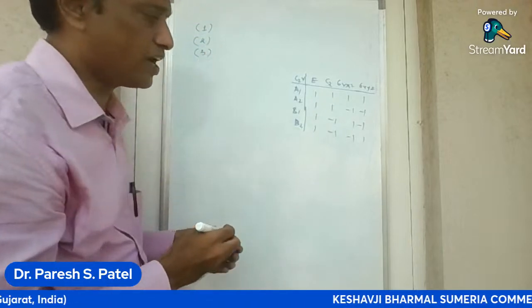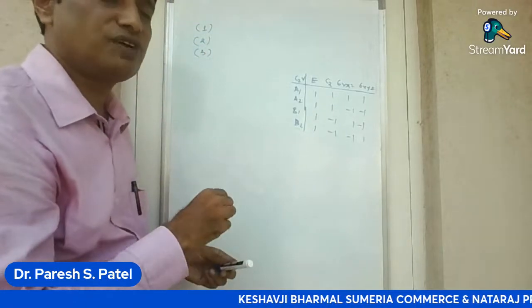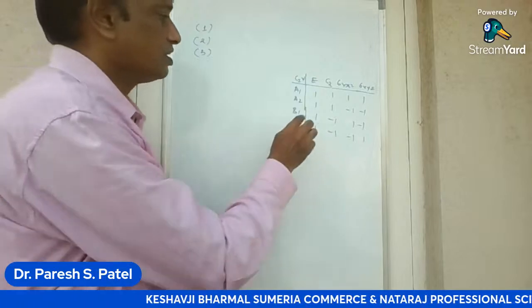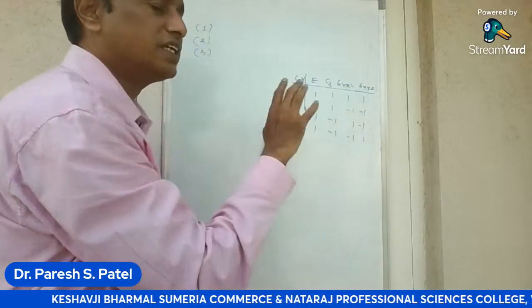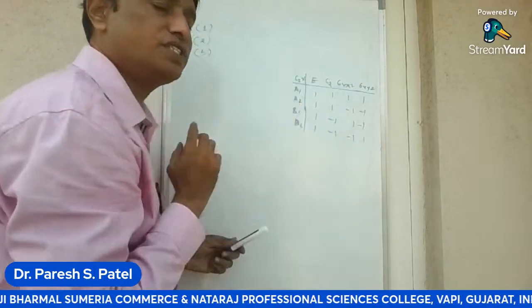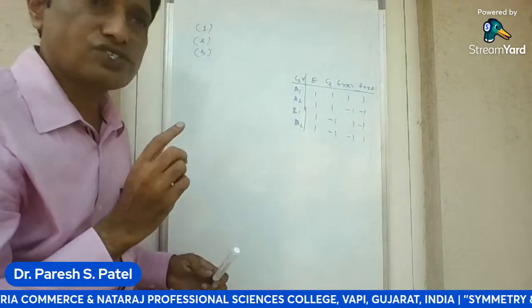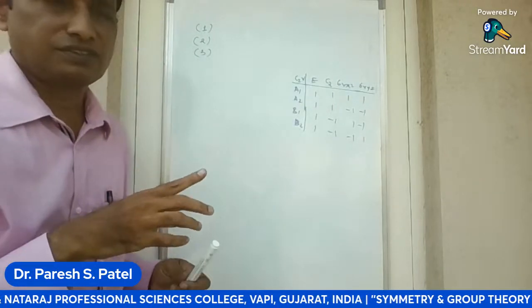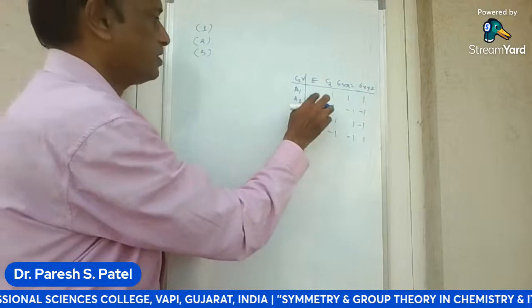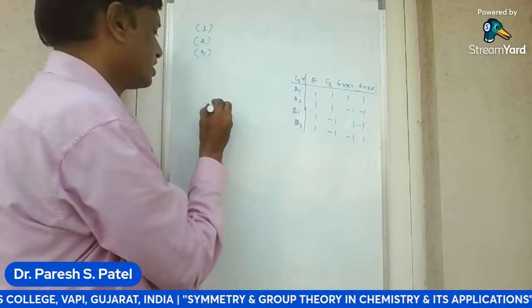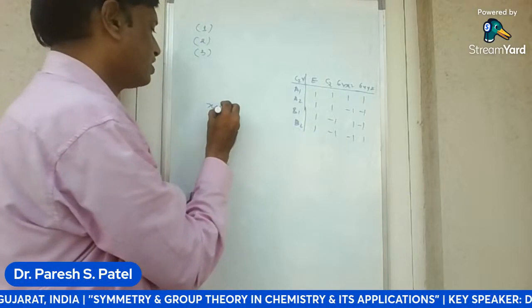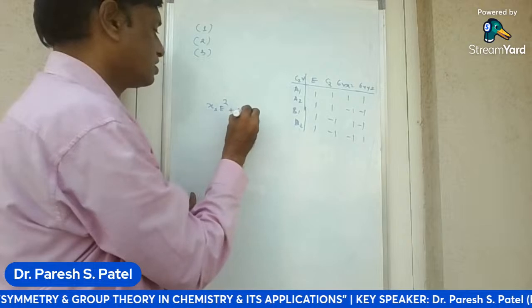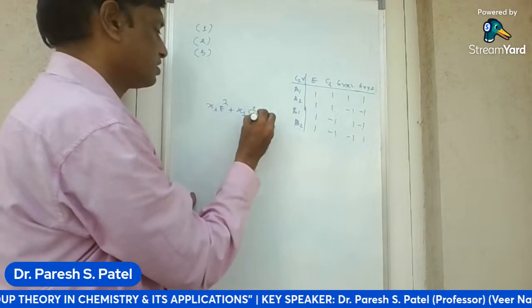Third characteristic, the sum of the square of the characters is equal to the order of a group. 1, 1, 1, 1, these are the characters. 1, 1, minus 1, minus 1, these are the characters. The sum of the square of the characters is equal to the order of a group. It means character 1 squared, character 1 for C2 squared.